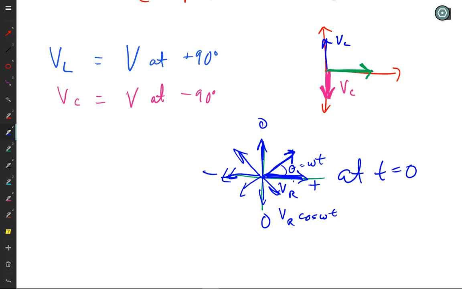So that's just looking at the resistive part. If you look at the inductive part, it's always going to be 90 degrees away from the resistive. So it starts at 0. It's going to negative as the resistive one comes down. And so when the resistive one is 0, the inductor is at its maximum negative.